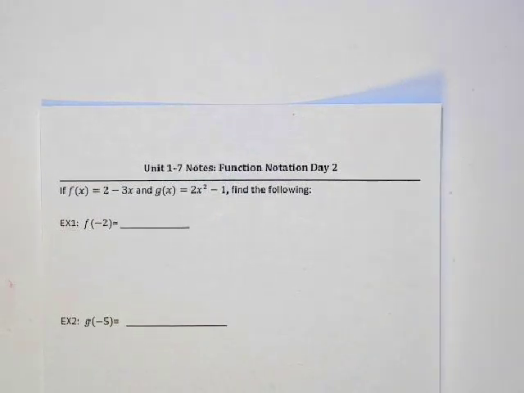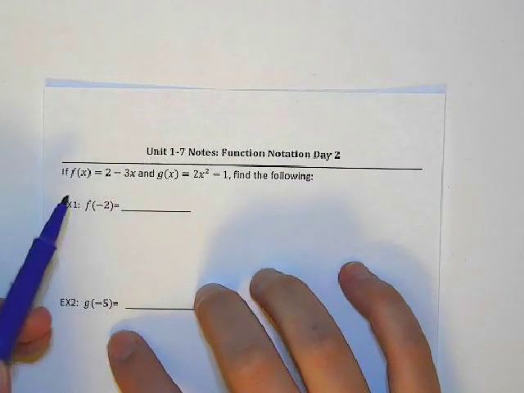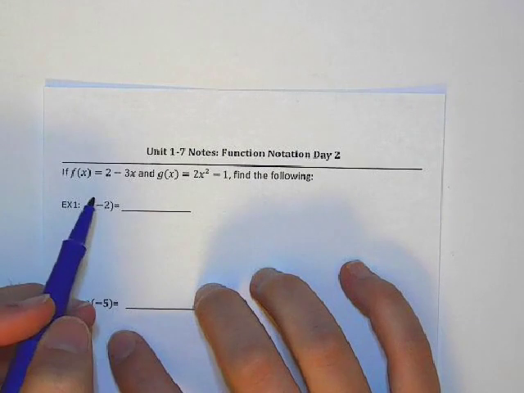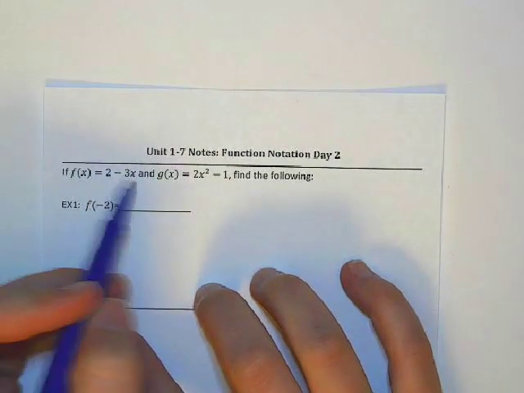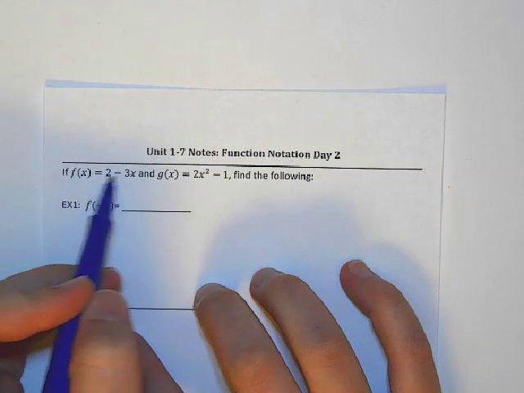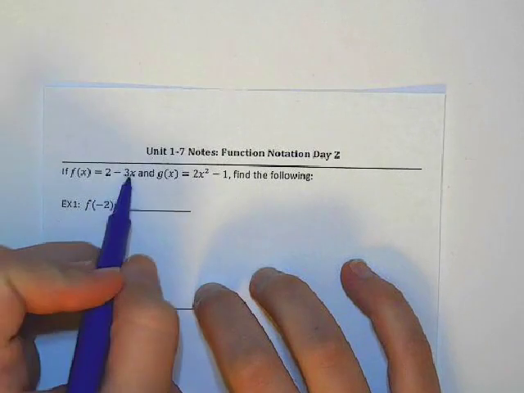Okay? So it says, if f of x equals 2 minus 3x and g of x equals 2x squared minus 1, find the following. So look at example 1. Example 1 says f of negative 2. All right, well, I've got two equations here. I've got the f of x in this, and then I've got the g of x in this.